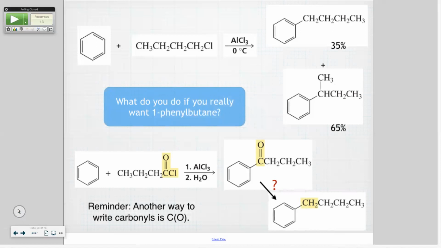Like if you're thinking, well, I could still just do that and then separate them. Y'all, it's really hard to separate. They're very similar in boiling point, and doing those fractional distillations is really tedious.